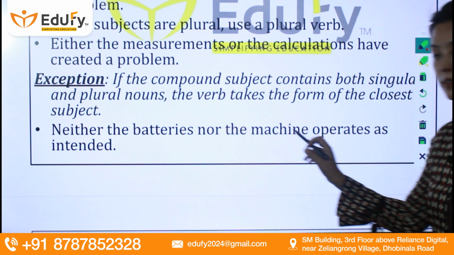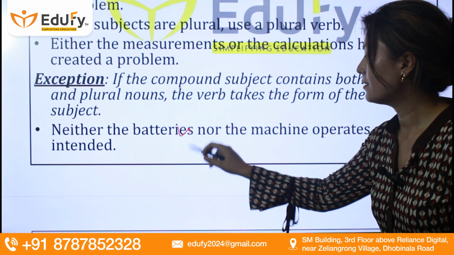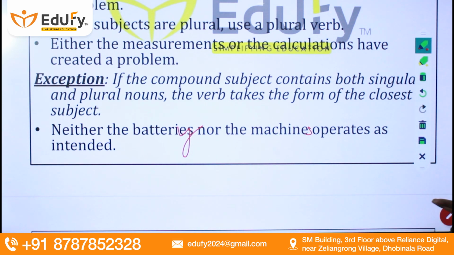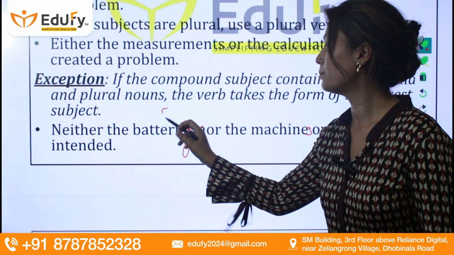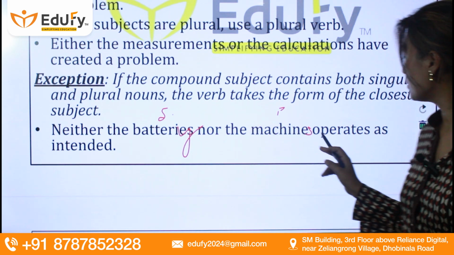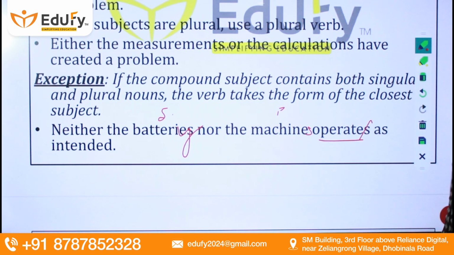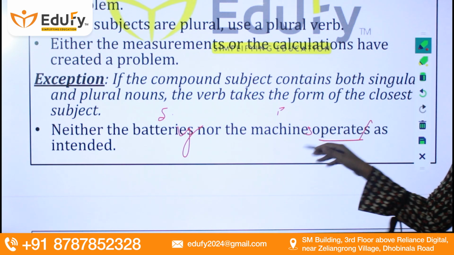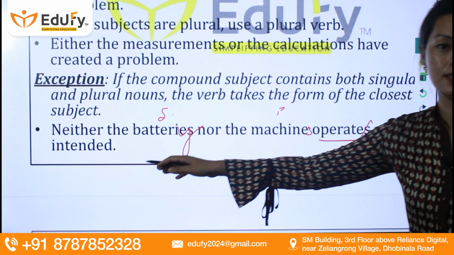If the sentence had battery nor the machines. Now what has it become? This one has become singular, this one has become plural, right? So what will I do? This one, I will take the S out. Neither the battery nor the machines operate as intended.